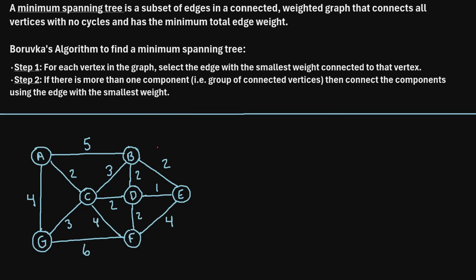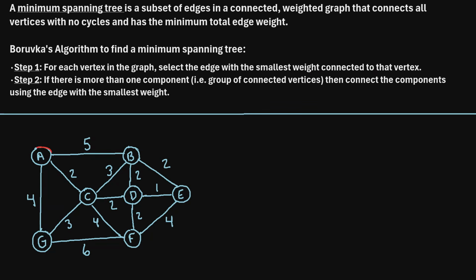So let's consider the following graph down here. It has 7 total vertices, and we can see that the vertices are connected using edges that have weights with them. So let's see if we can use Boruvka's algorithm to find a minimum spanning tree for this graph. So as step 1 in the algorithm says, for each vertex in the graph, select the edge with the smallest weight connected to that vertex.